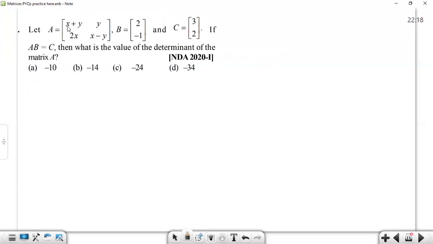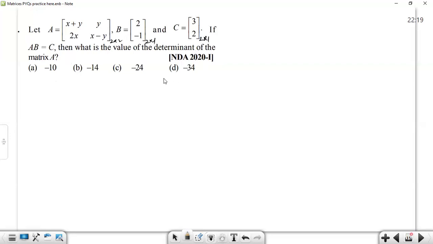Let A be a 2 by 2 matrix, x plus y, y, 2x, x minus y. B is a 2 into 1 matrix, 2 rows, 1 column, 2 and minus 1 are the elements. So this is also a 2 into 1 matrix, 2 rows, 1 column, 3 and 2 are the elements. If AB is C, then what is the value of the determinant of matrix A? First, we need to find the X and Y values, then only we'll be able to find the determinant of A in the form of numbers.